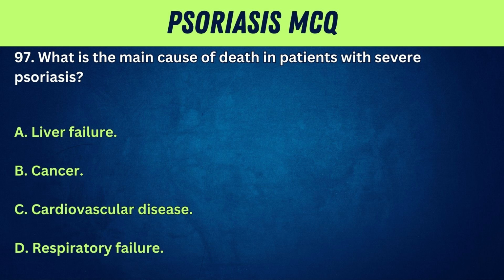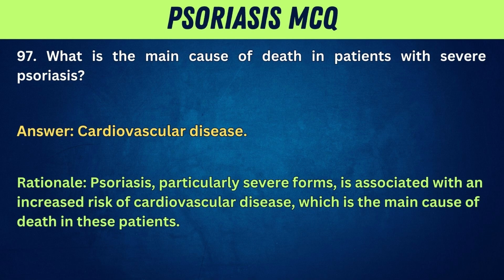97. What is the main cause of death in patients with severe psoriasis? A. Liver failure. B. Cancer. C. Cardiovascular disease. D. Respiratory failure. Answer: cardiovascular disease. Rationale: psoriasis, particularly severe forms, is associated with an increased risk of cardiovascular disease, which is the main cause of death in these patients.